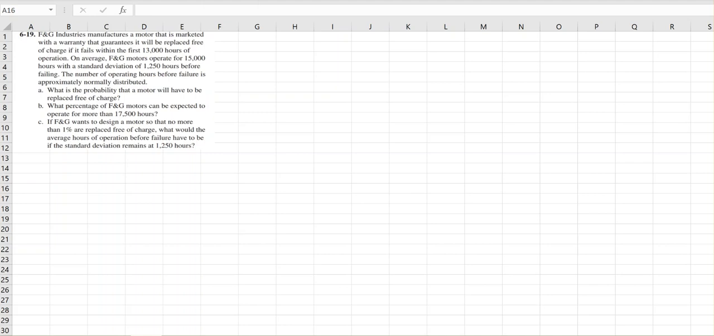This is not the central limit theorem. This is not a sampling mean. So it's just one single random selection. So here's the question.